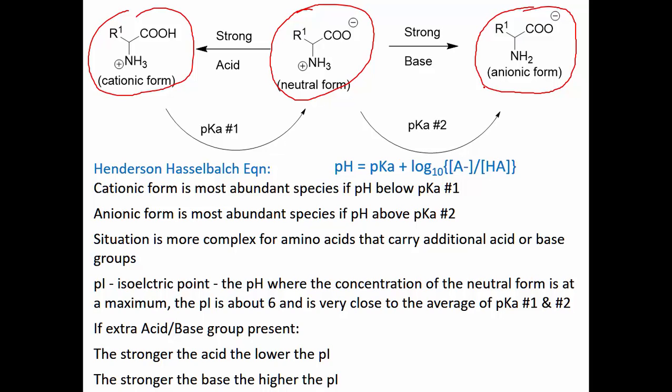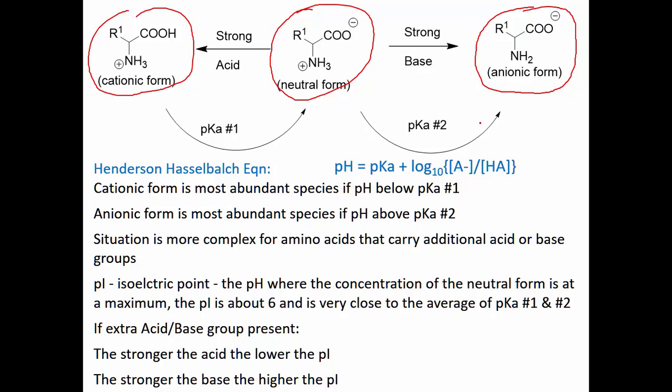Okay, this simple relationship here is really only good for the neutral amino acids, the amino acids that aren't carrying an extra acidic or basic functional group, and we're going to find that there's several that actually have additional carboxylic acid groups or additional amine groups.